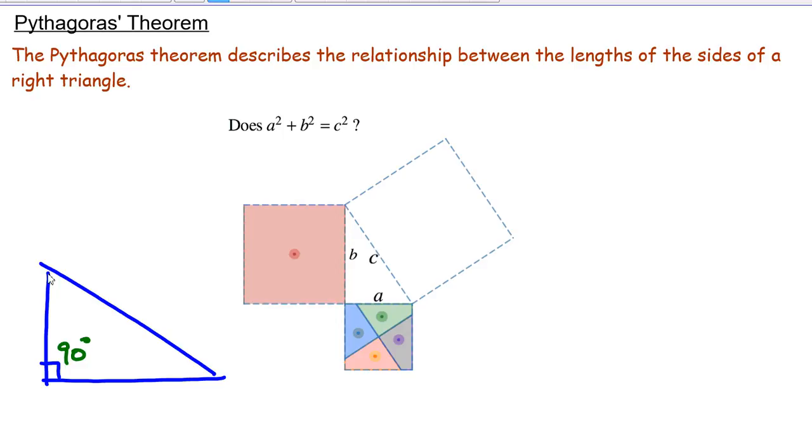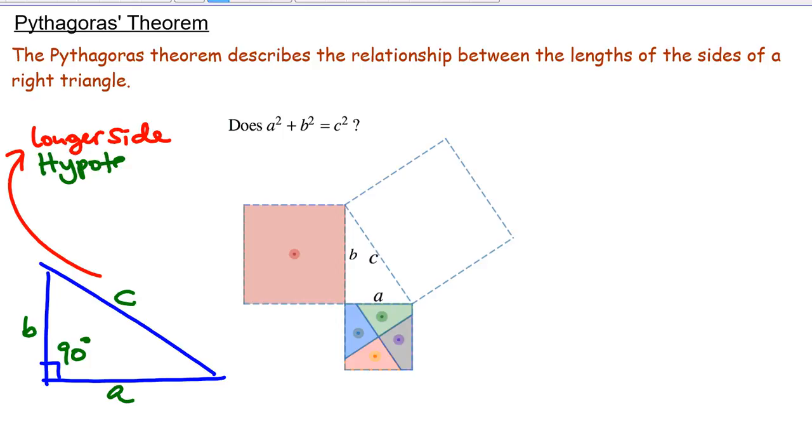degrees. Now, because one of its angles is 90 degrees, that means that we have two shorter sides, we'll call them A and B, and we have a longer side, C. So C is a longer side. So this is the longer side. And it has a special name. We call it the hypotenuse. Right? The longer side is called the hypotenuse.